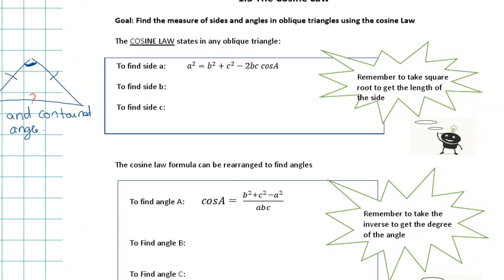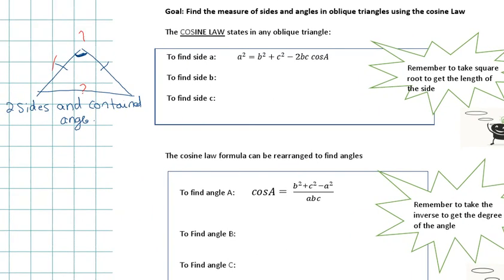If you have angle A here, angle B here, and angle C here, that means this is B, this is C, and this is A. In this case, you're looking for side A. You know sides B and C, and you know angle A. So the formula would be A squared equals B squared plus C squared minus 2 times BC times cosine A. I know B, I know C, and I know the angle A.